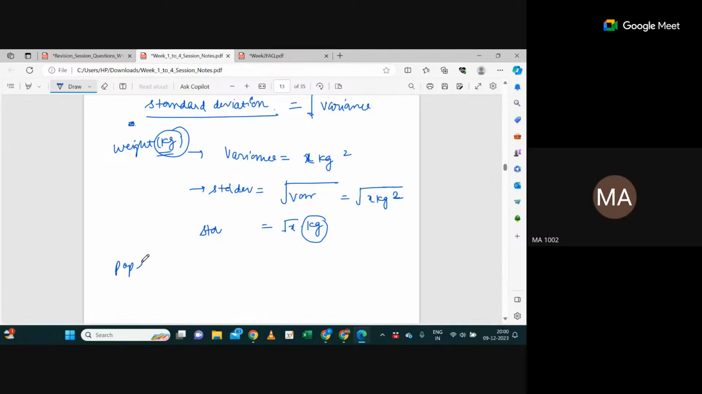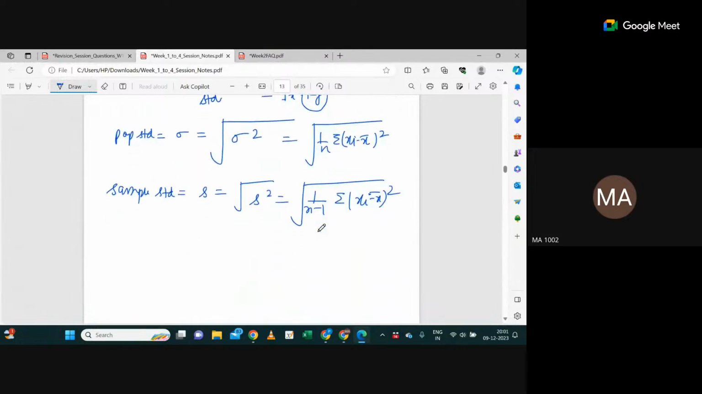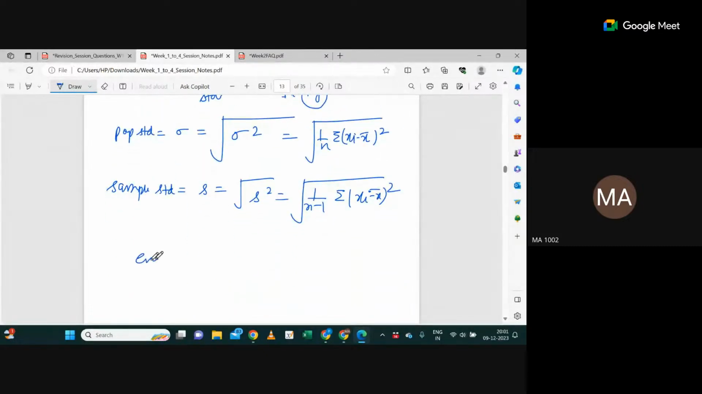So what will the population standard deviation be? Sigma is the square root of sigma square, which is the square root of 1 upon n summation of xi minus x bar square. And the sample standard deviation is small s, which is the square root of s square, which is the square root of 1 upon n minus 1 summation of xi minus x bar square. Okay, is this clear till this point? Is it clear to everyone?